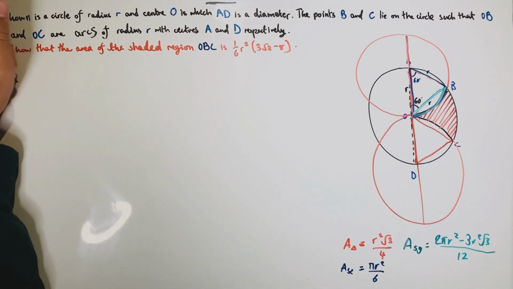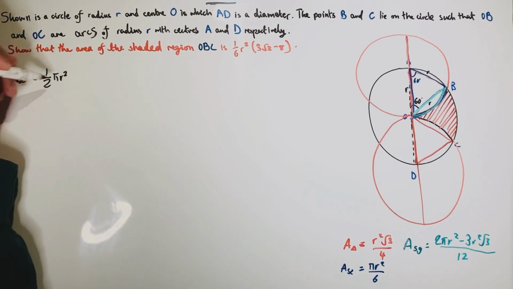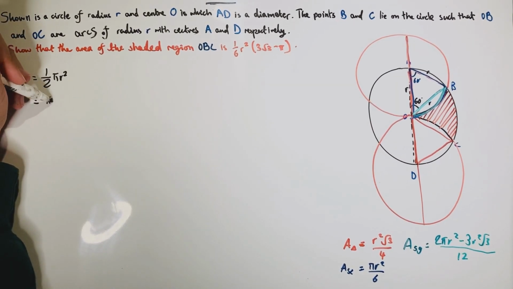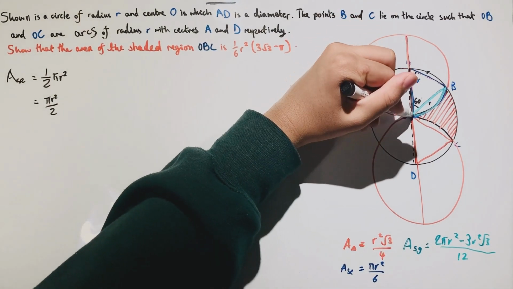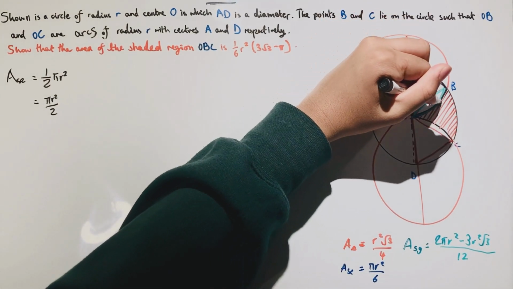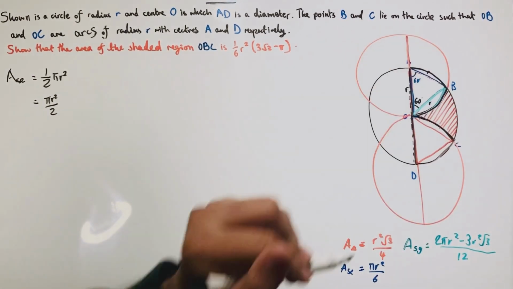So what is the area of a semicircle? Let's call it S E. That's going to be half pi r squared. I'm going to write that as pi r squared over 2 for reasons you will see in a moment. So first of all, let's work out the area of these 2 regions here.